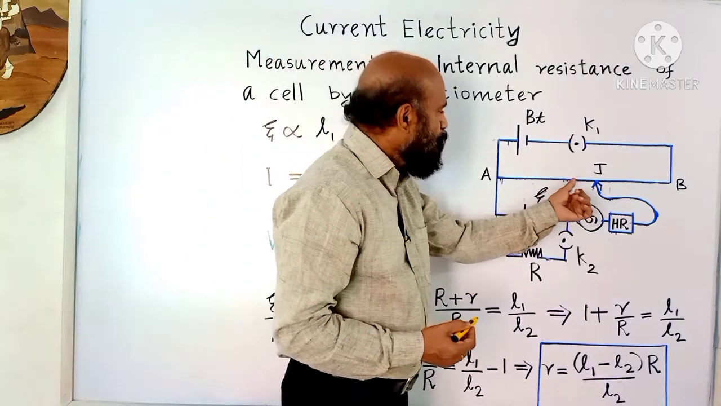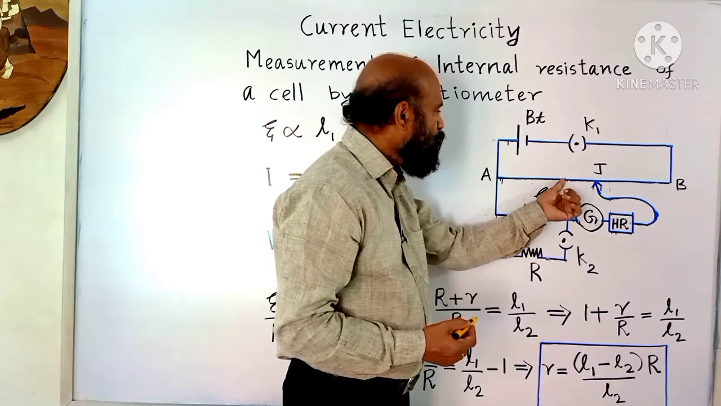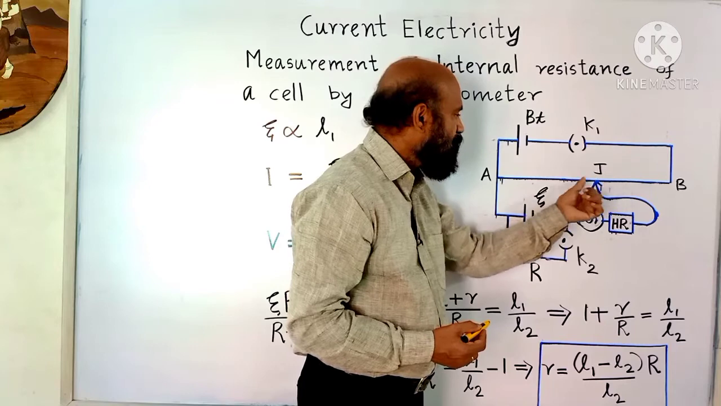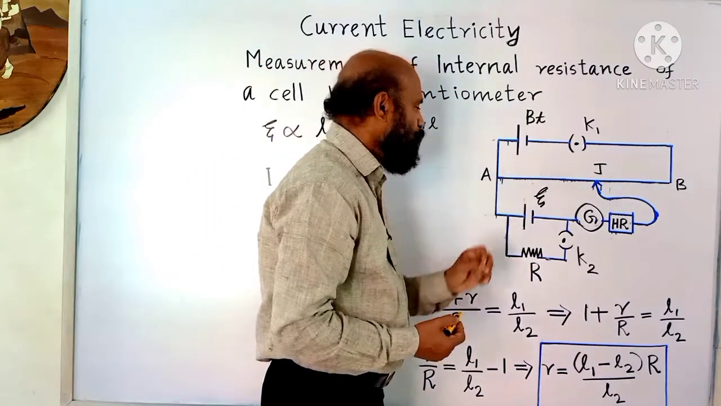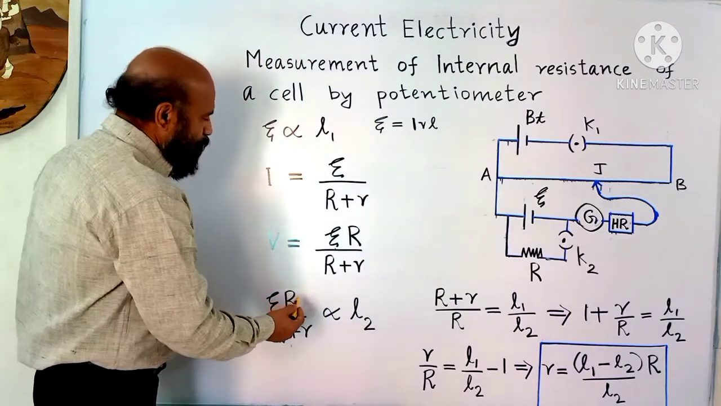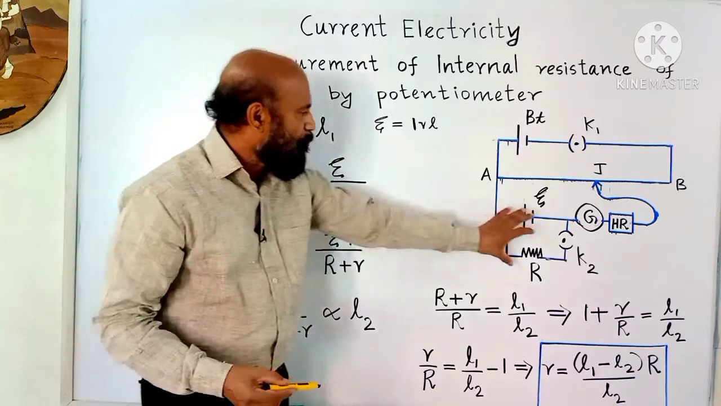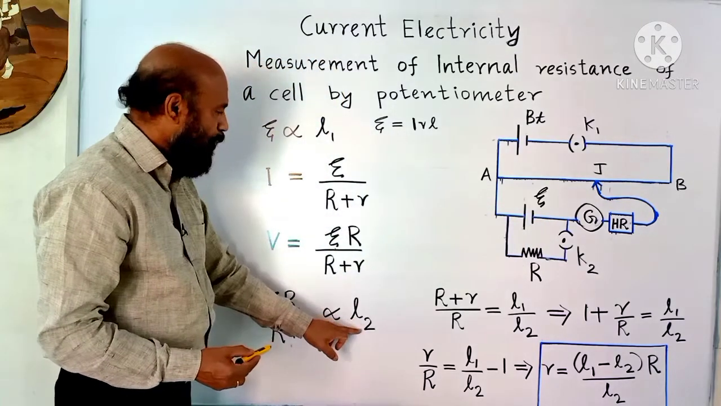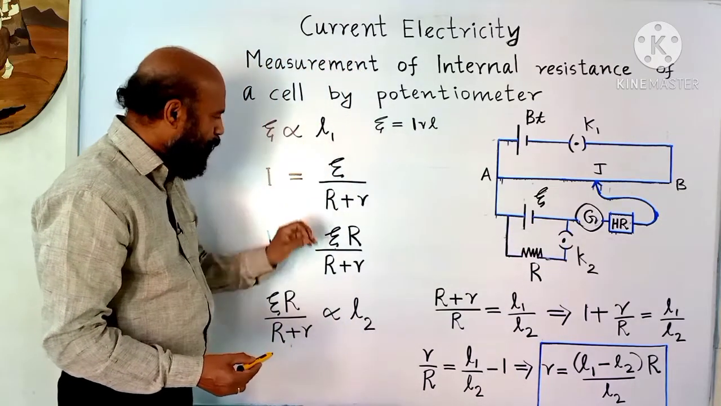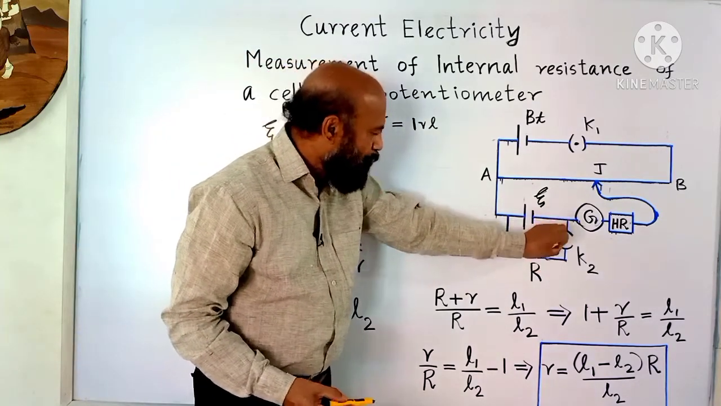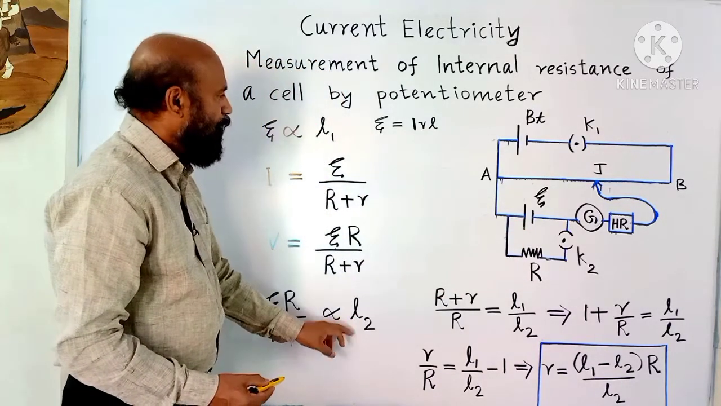Then with this key closed, you move the jockey along the potentiometer wire. Let the balancing length be L2. So this potential difference will be proportional to L2. In the previous case, with the key in the open condition, it was proportional to L1. With this key closed, the potential difference is proportional to L2.